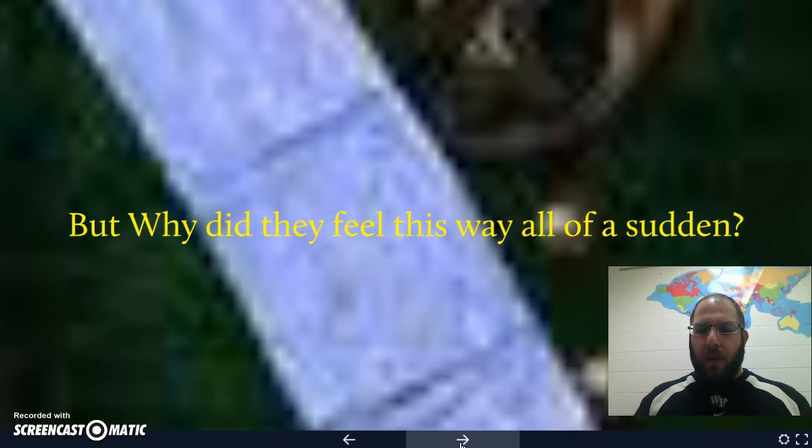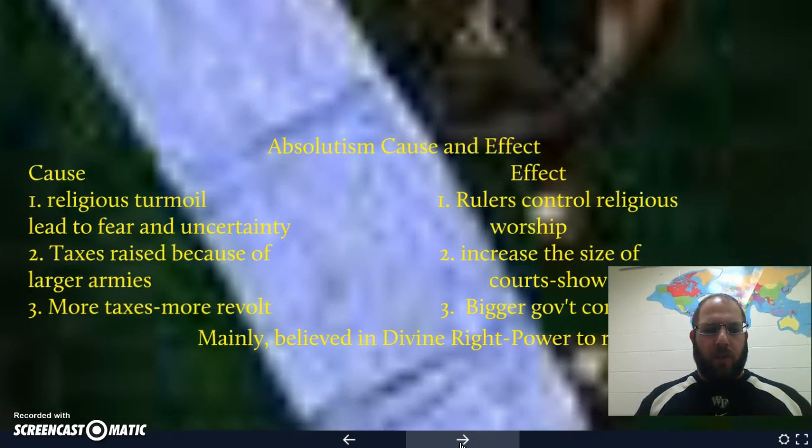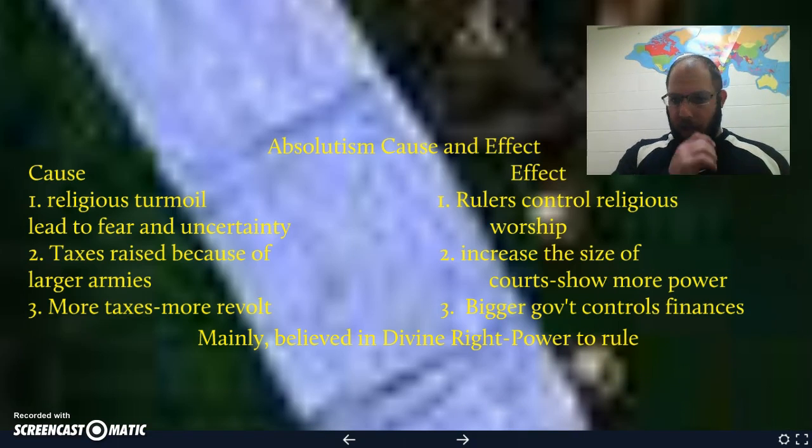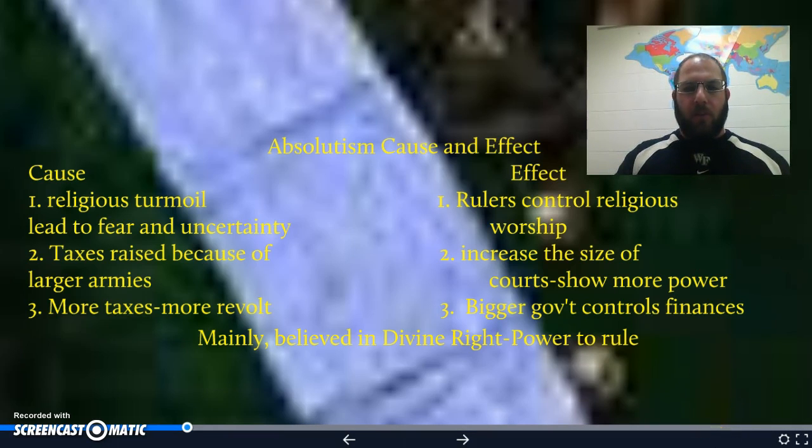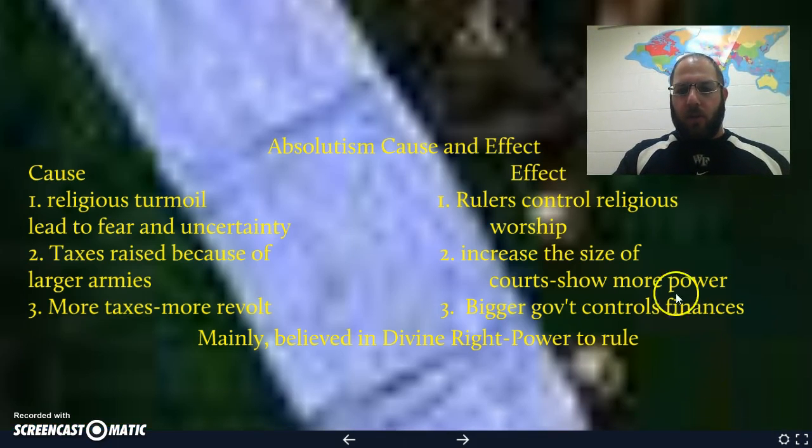So why do they feel this way all of a sudden? Well, there's a couple instances. There's cause and effect here. You have religious turmoil going on between the Catholics and the Protestants. And really, the Protestant Reformation is going to spur absolutism because it gives monarchs a chance to step away from the Pope and be in control. On the other side, it gives those Catholic monarchs the opportunity to align themselves more closely with the Pope, because the Pope relies on them. All right? So the rulers are going to continue to control religious worship because of the religious turmoil.